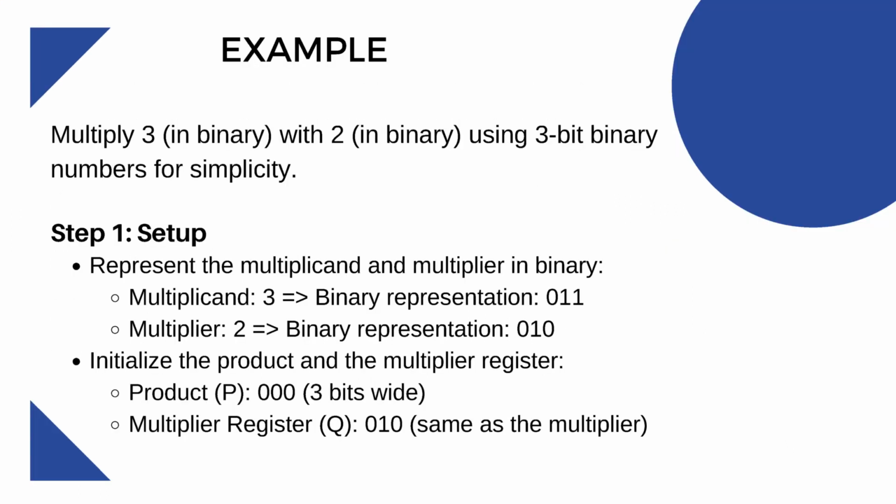Now let's take an example. Multiply 3 with 2 using 3-bit binary numbers for simplicity. Step 1 is setup. Represent the multiplicand and multiplier in binary. In binary, 3 is represented as 0 1 1 and 2 is represented as 0 1 0. Initialize the product and the multiplier register. Product P is 0 0 0, 3 bits wide. Multiplier register Q is 0 1 0, same as the multiplier.